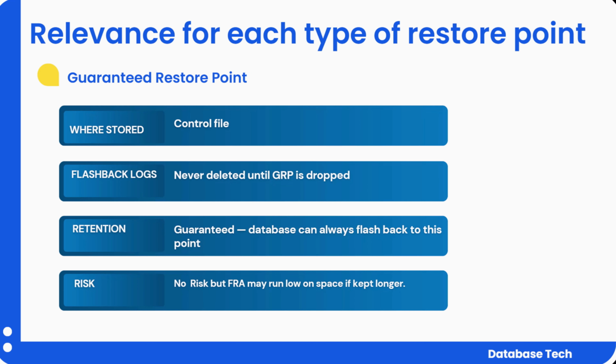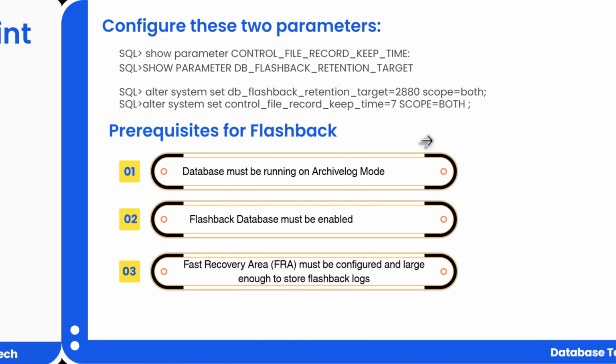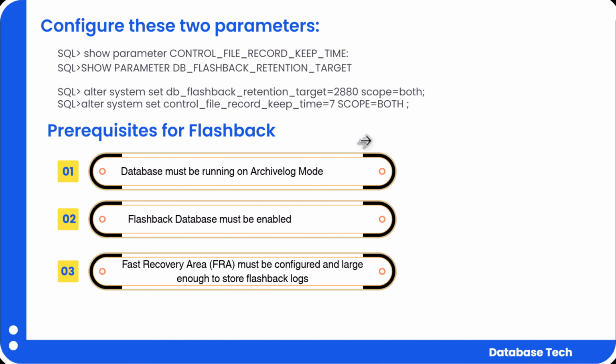Guaranteed restore point. So when you create a guaranteed restore point, the metadata is also stored in the control file. Flashback logs are never deleted until the guaranteed restore point is dropped manually. Retention is guaranteed. We can always flashback the database to this point. What is the risk? No risk, but your FRA may run out of space if this restore point is kept longer. In our lab, we will check the settings of these two parameters by running the below commands. Also, we can set our desired values for these two parameters using the alter system set command.